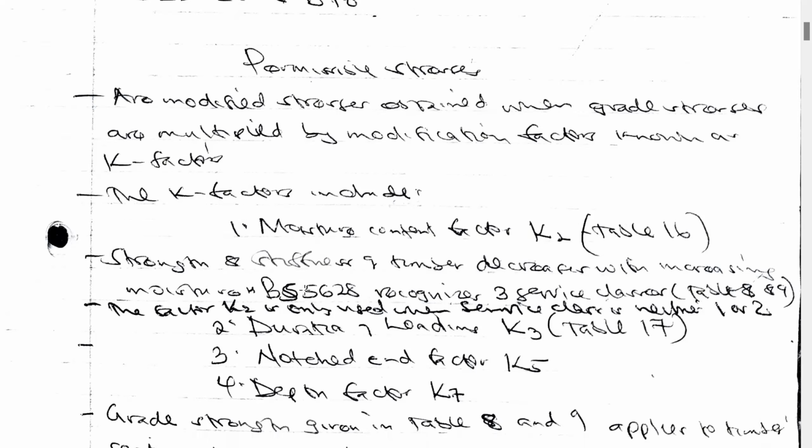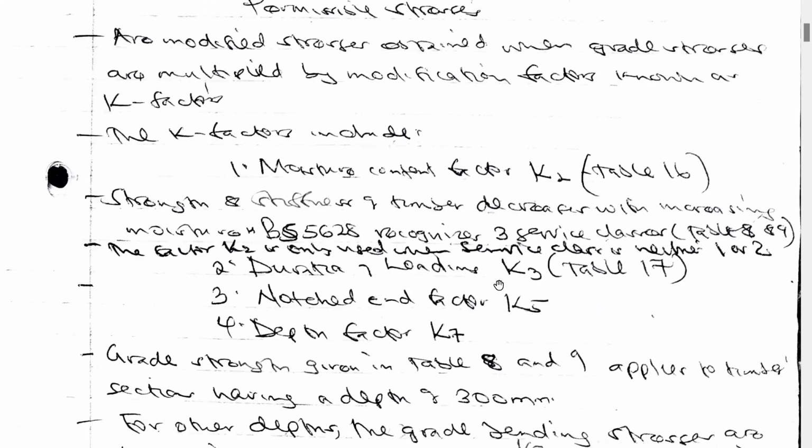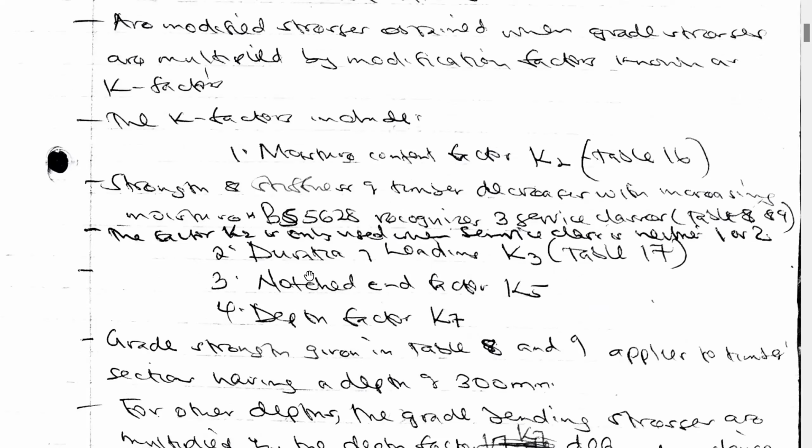moisture content factor K2. Then another K factor is duration of loading, which is given by K3. So for the duration of loading K3, we have 3 cases. We have short term, medium term, and long term loading. So you can obtain them in table 17 of BS5268.